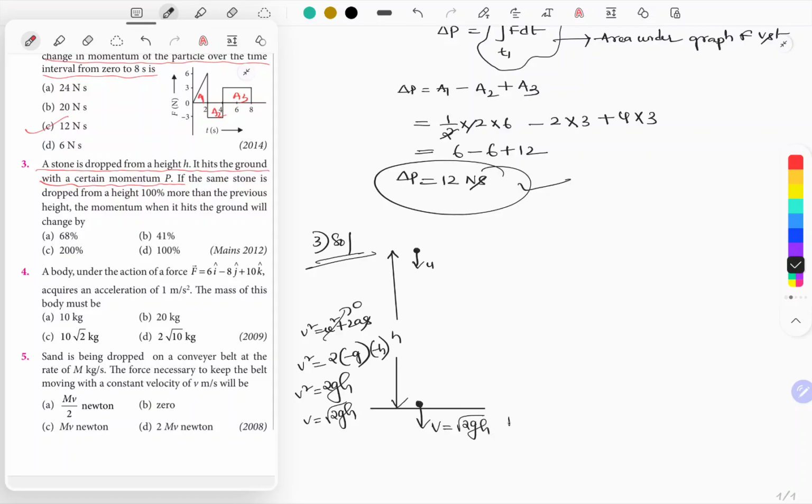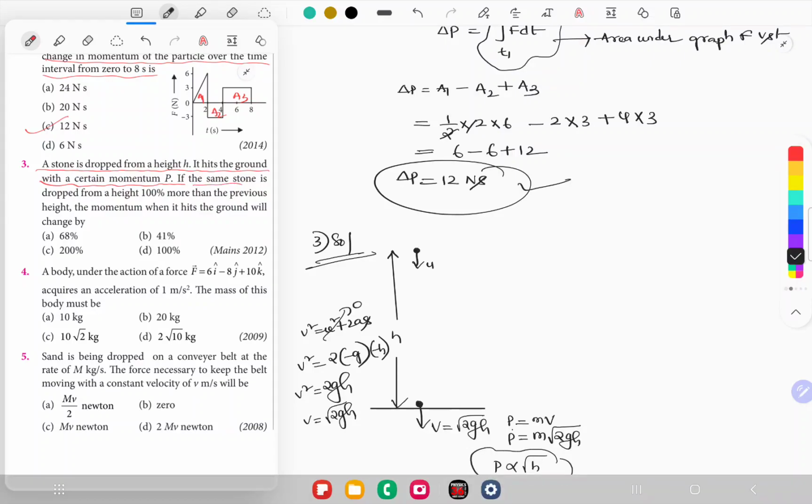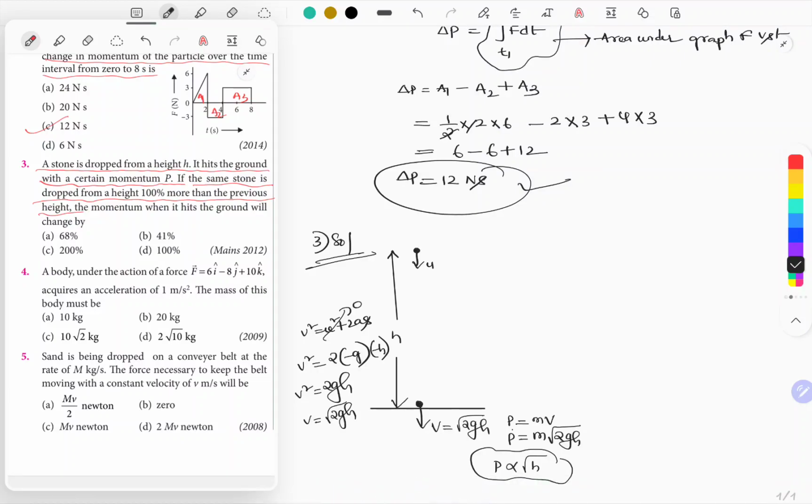This is velocity. What about momentum? Momentum is equal to mass into velocity, which is m into root of 2gh. The relation between momentum and height is that momentum is proportional to root h. Okay, now the next case: the same stone is dropped from a height 100% more than the previous height. Right now the object is dropped at a height 100% more than the previous one. Now h is increased.